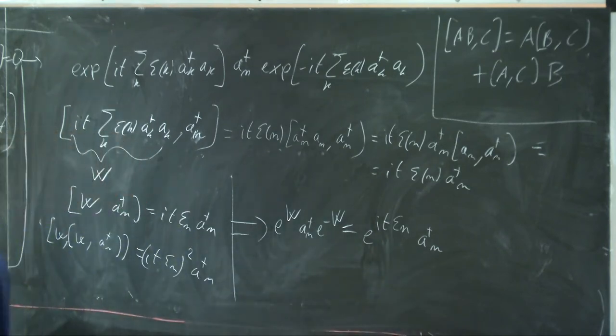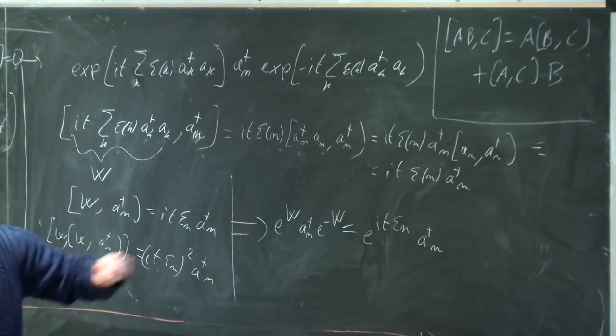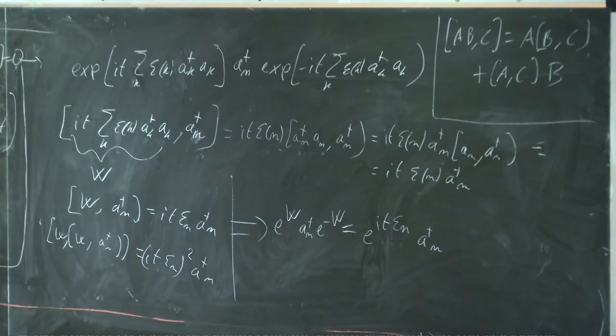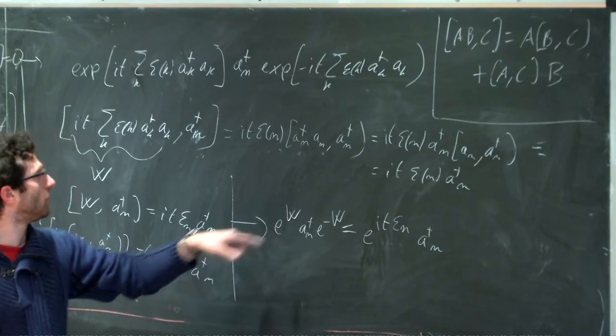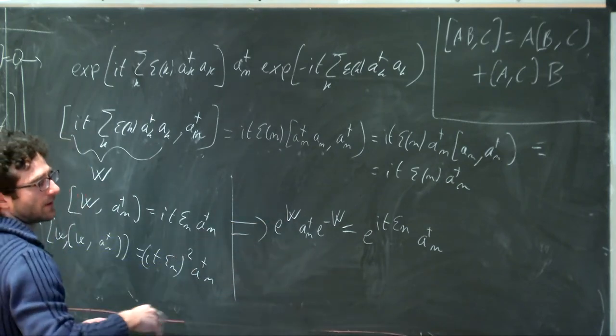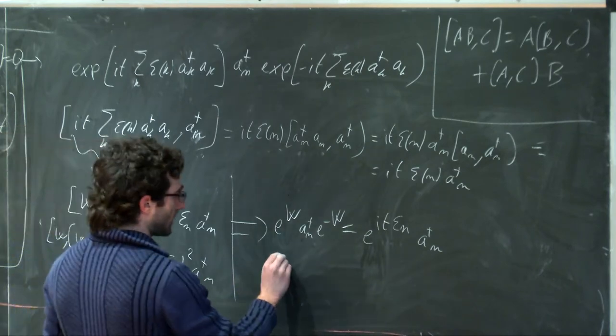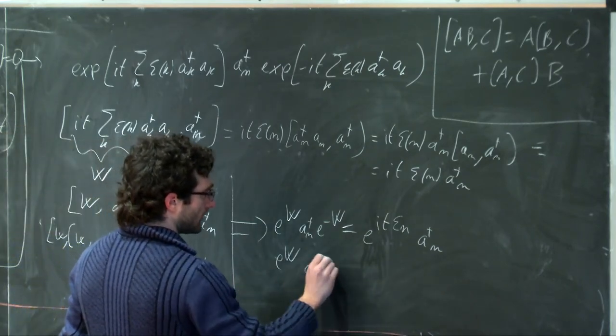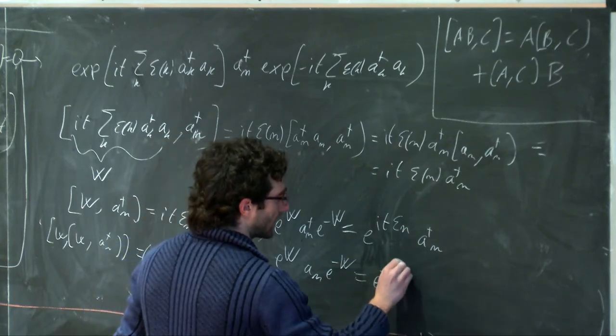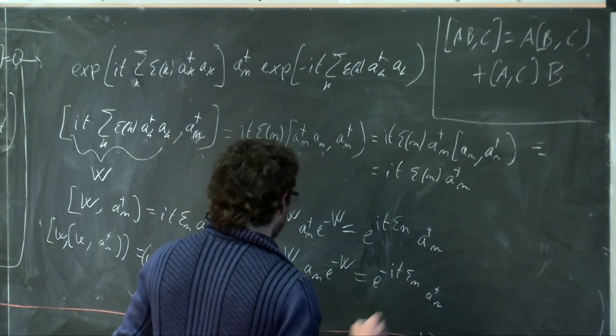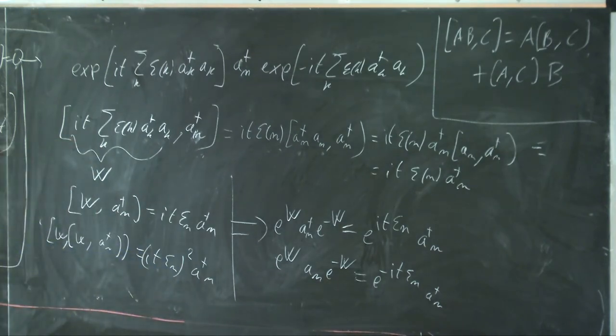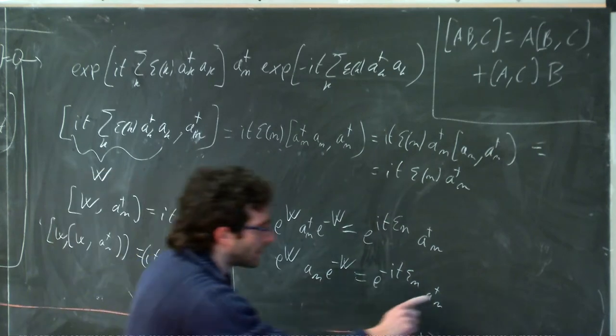So the time evolution of this ladder operator is very simple. They just time evolve with a phase. Now if you consider the conjugate of this, you also find the time evolution of a_n dagger. And what you find is that e^W a_n dagger e^{-W} is equal to e^{-i t epsilon_n} a_n dagger.